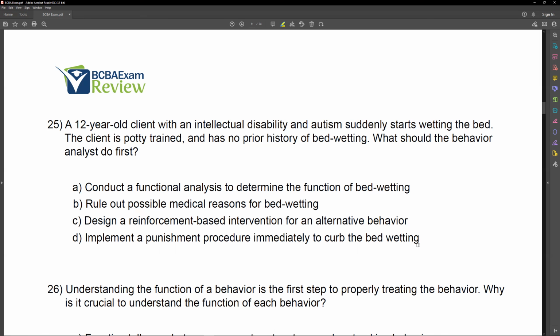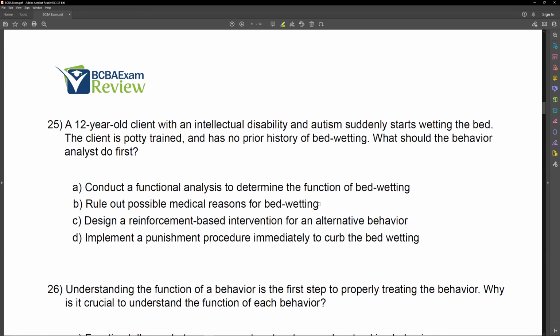And in my scenario, that was a reason, right? That it was a medical thing and caused the bedwetting, okay? So always rule out possible medical reasons before jumping into behavioral reasons, okay? That's number one. B looks like our best answer.